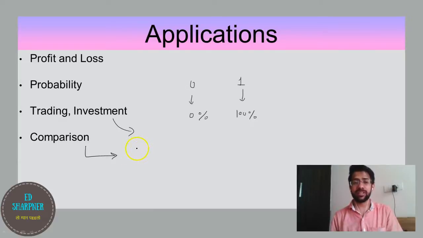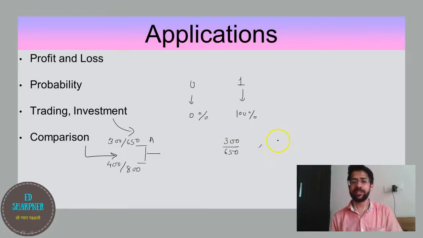When two different students are taking admission into the same college, but one of them has got 300 out of 650 marks and one of them has got 400 out of 800 marks, and we need to know which student has performed better, we might use percentage. So the percentage of student A can be given by 300 divided by 650, and the other student has secured 400 out of 800. So we can find the percentage for both by just multiplying by 100.